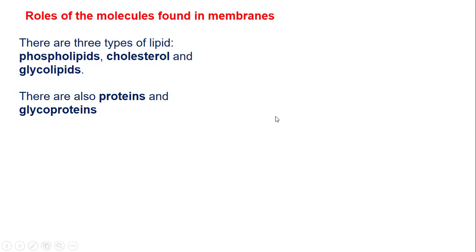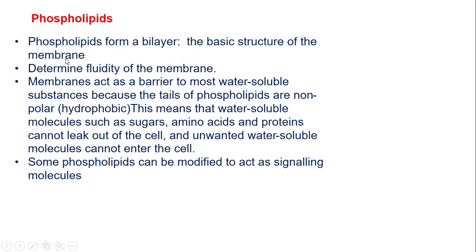So let's look at the phospholipids. What are the uses of the phospholipids in the membrane? Number 1, these phospholipids, first of all, form the basic structure of the membrane. They form the bilayer. As simple as that. That is a very important role. They form the bilayer. They are going to determine the fluidity of the membrane.